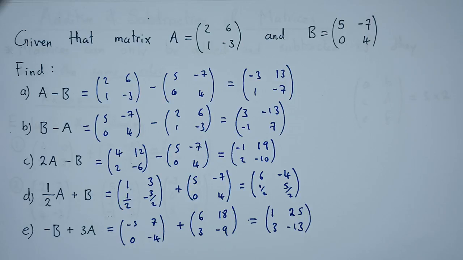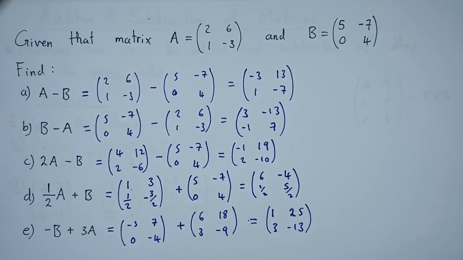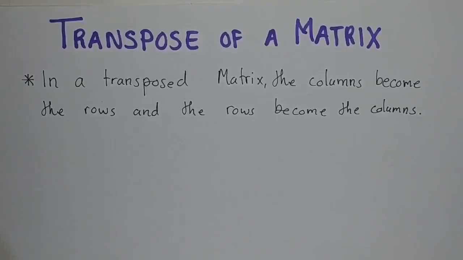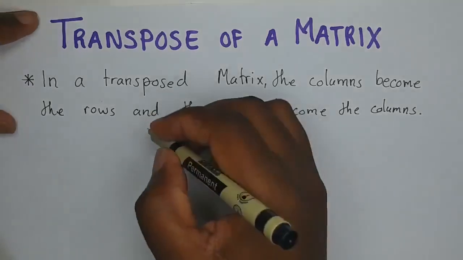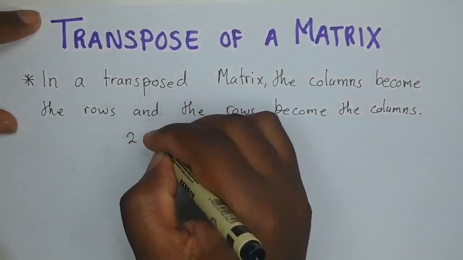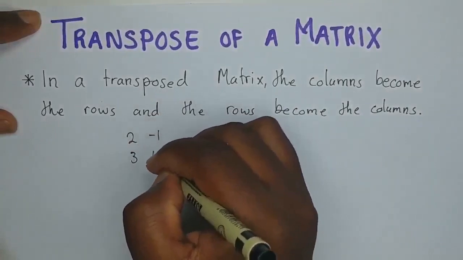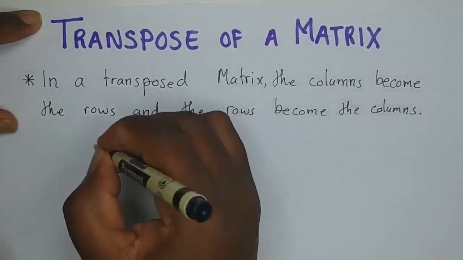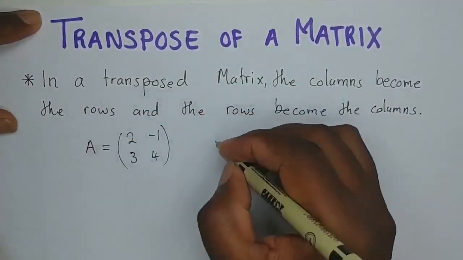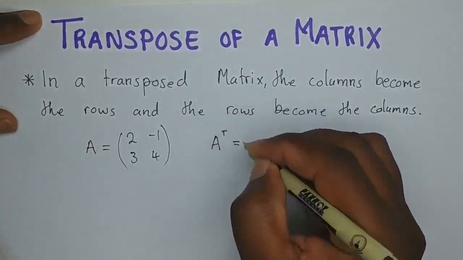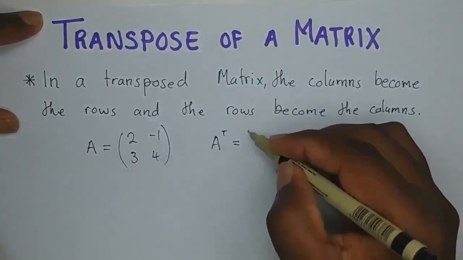So let's look at transpose matrices. How do we transpose a matrix? Given a matrix, we have to know how to transpose. So in transpose matrix, the columns, of course, become the rows, and the rows become the columns. What we're talking about is this. If we have been given a matrix, 2, negative 1, 3, and maybe 4, this is our matrix. So if this is our matrix A, then A transpose, the rows become the columns.